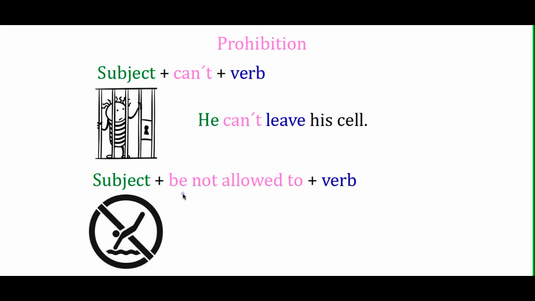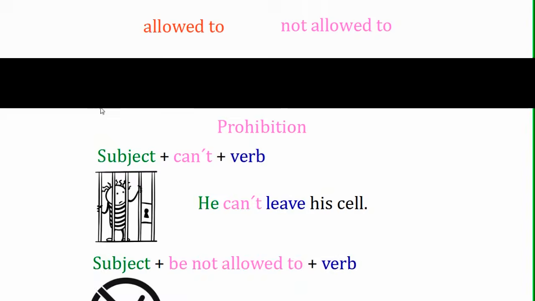And the other example is, exactly, not allowed. So the subject, be, not allowed to, and then the verb. On the sign we have someone diving into a swimming pool, but the sign says you can't do it. So the full sentence: you're not allowed to dive. We have our verb be, and we've used are because it's second person. Not allowed to dive. You're not allowed to dive.